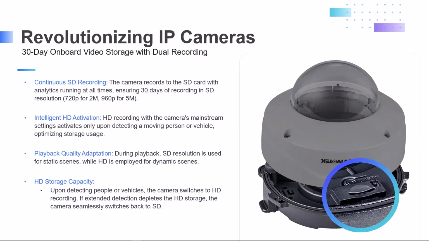The Vortex camera is going to record to the SD card with the analytics always running. It provides 30 days of storage in standard definition, or SD resolution, that is guaranteed. So for 2 megapixel cameras, that's 720p, and for 5 megapixel cameras, it's 960p. However, recording is going to go into full resolution, whatever the camera's capability is. That's going to be activated whenever a moving person or a vehicle is detected in the camera's line of sight.